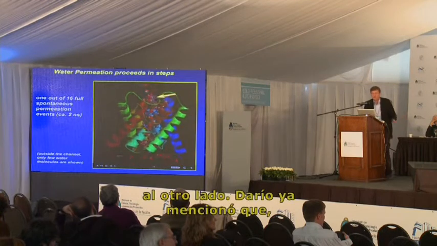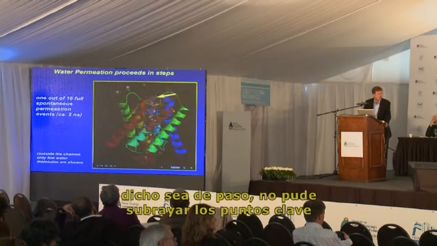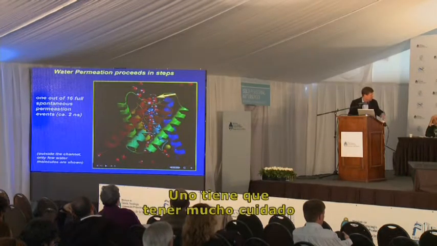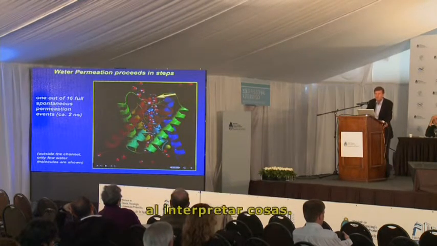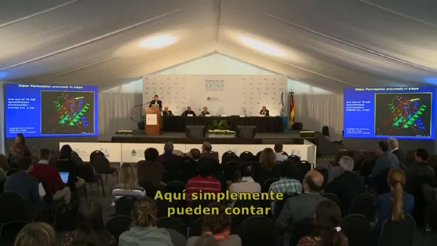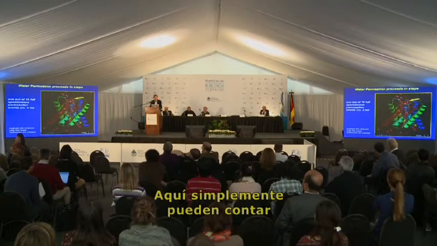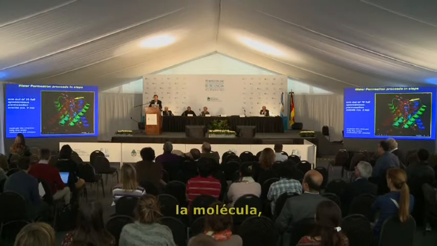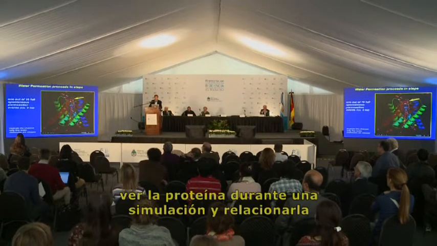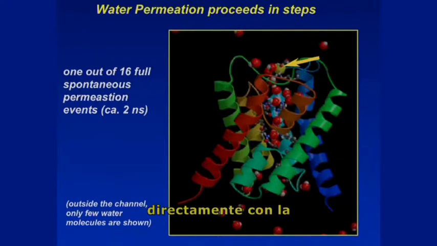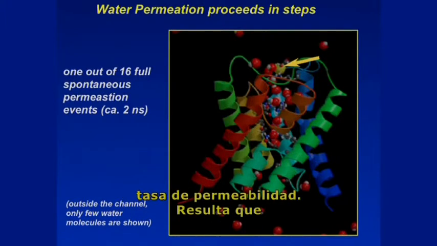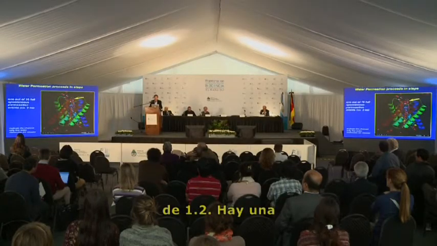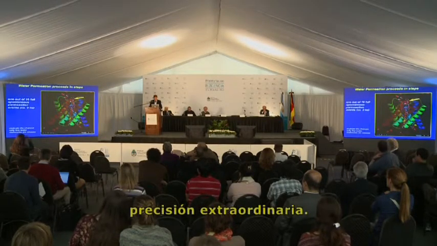And it was already mentioned by Dario, and I couldn't underscore your key points on the last slide more, very important, that one has to be really careful interpreting things. Here you can simply count the number of water molecules which you see pass the protein during your simulation, and relate that directly to a measured permeation rate, and it turns out that it agrees to about 20%, a factor of 1.2, which is really extraordinarily accurate.